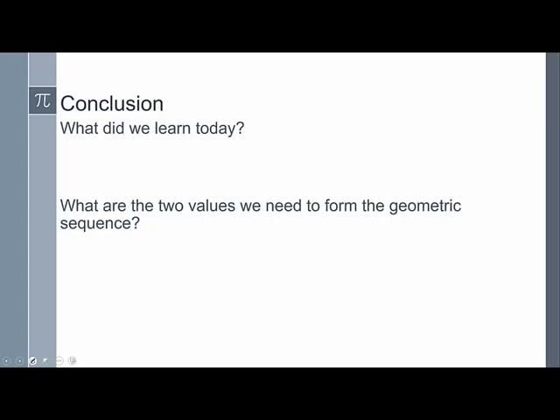All right, so what did we learn today? Well, we talked about how to construct the geometric sequence. We took a look at the general formula for the geometric sequence. And the two values that are necessary to make the geometric sequence are going to be the initial value, or the first term, and the common ratio.